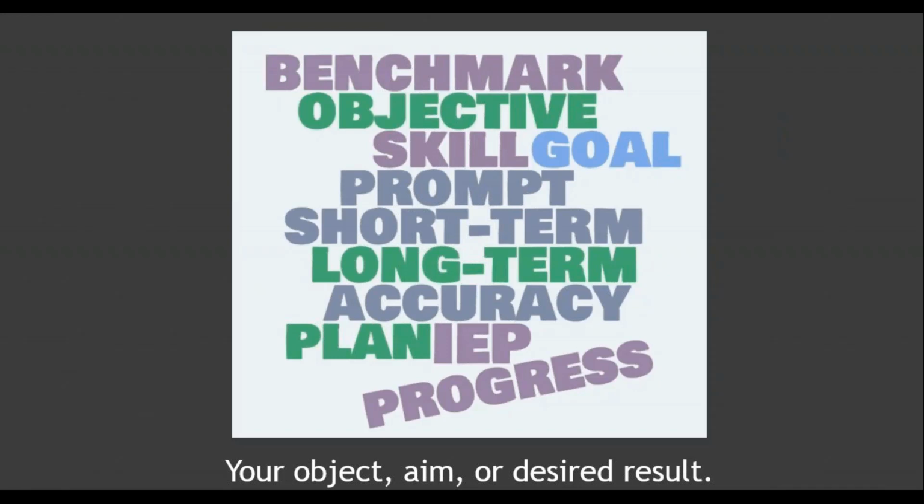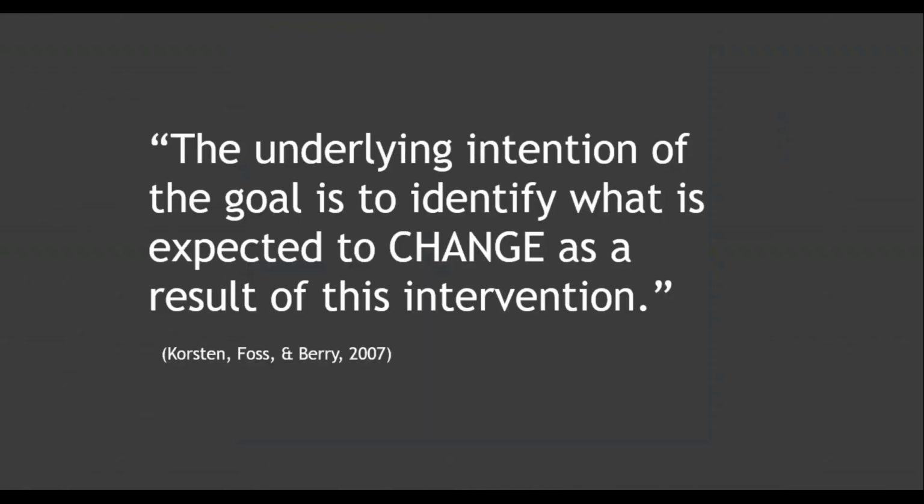We might use different terminology. I know there's goals, objectives, benchmarks. It changes based on the setting that you practice in. But today, we don't want to get lost in the details and the technicalities. We want to help you figure out how to determine and reach your desired result.